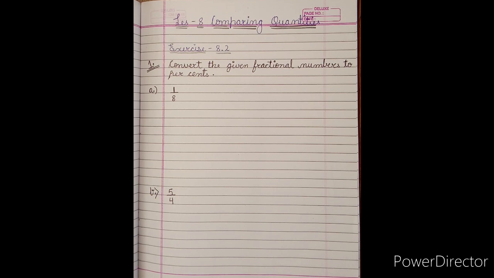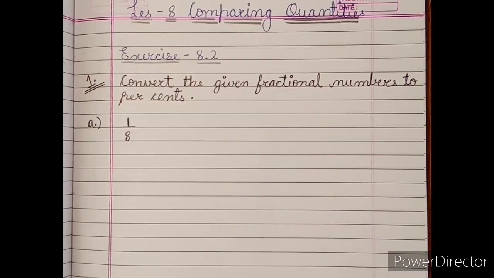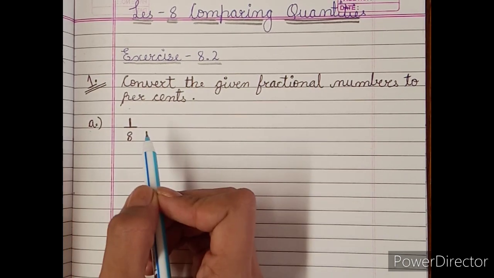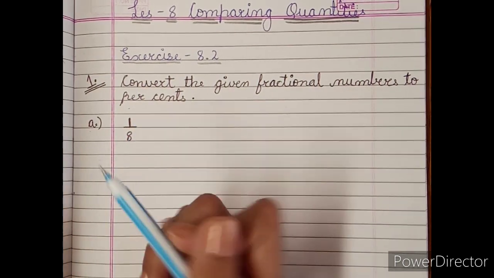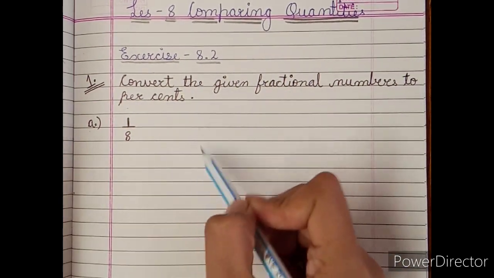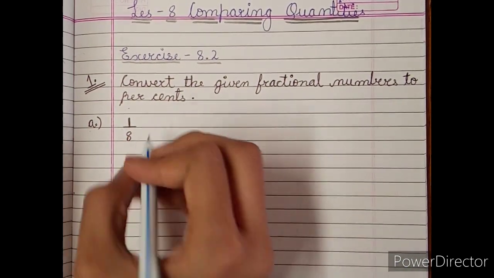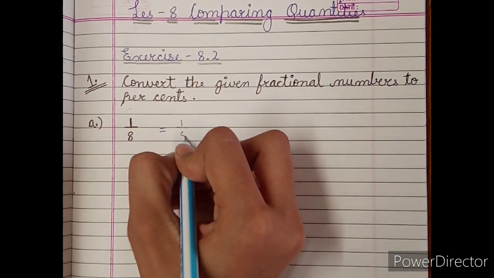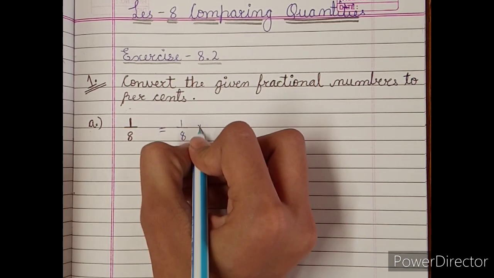So today we'll do maths lesson number 8, comparing quantities, exercise 8.2, question number 1: convert the given fractional numbers to percents. Number 1 is 1 upon 8. If we have to convert a fraction into percentage, we have to multiply that fraction with 100. So we'll multiply 1 upon 8 with 100. So we'll write 1 upon 8 multiply by 100.